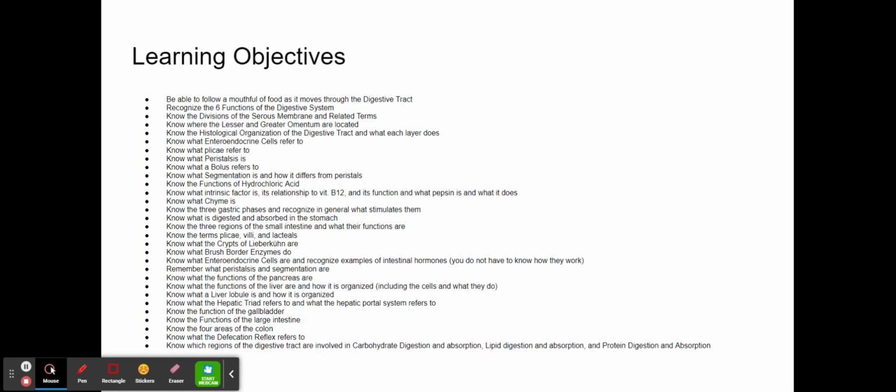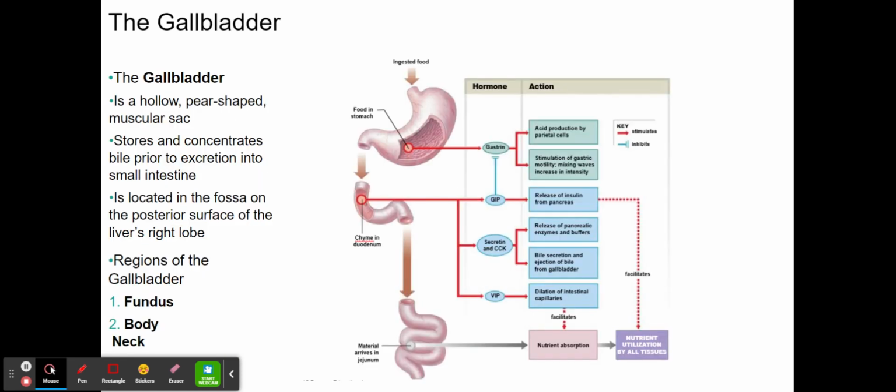As always, here are your learning objectives. Be sure to utilize these when studying for your lecture quiz and the unit exam.